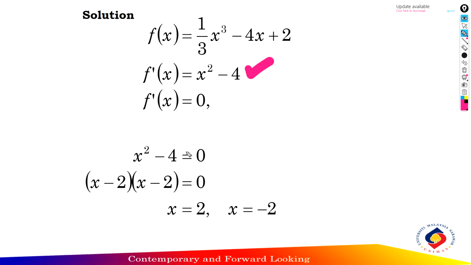x squared minus 4 equals 0. And then you factorize the quadratic function. x minus 2 times x plus 2. This one is plus 2. Okay, and equal to 0, and you find the value of x equals plus or minus 2.